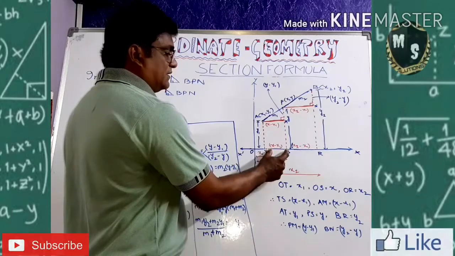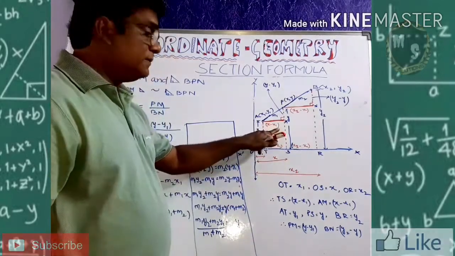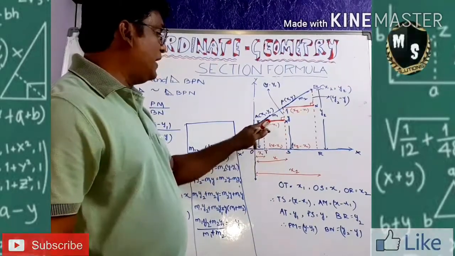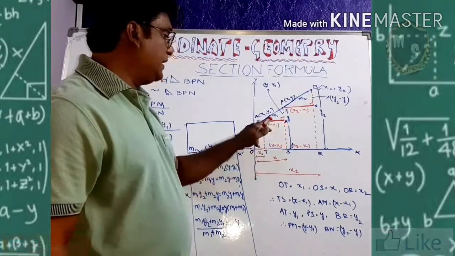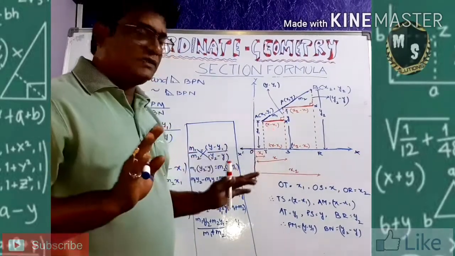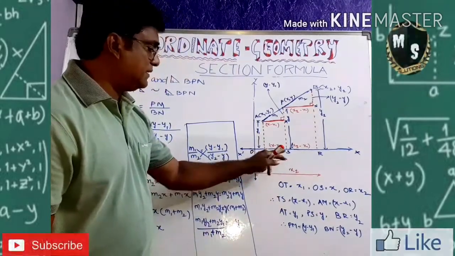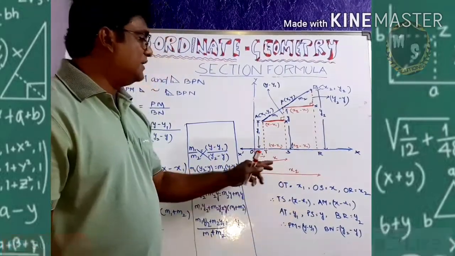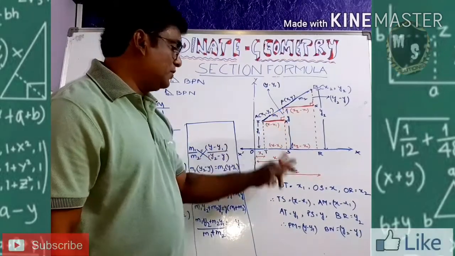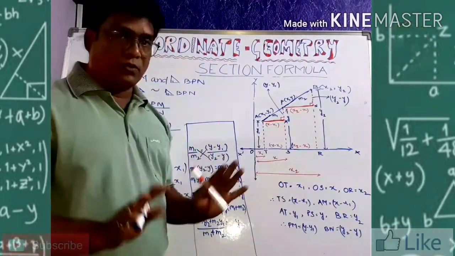If TS is x minus x1, definitely AM will also be x minus x1, because TS is equal to AM. So this is x minus x1, and this is also x minus x1. I hope you understood. I wrote here, TS is equal to x minus x1. Then what is my AM? AM is also x minus x1. So here my x coordinate measurements are over.